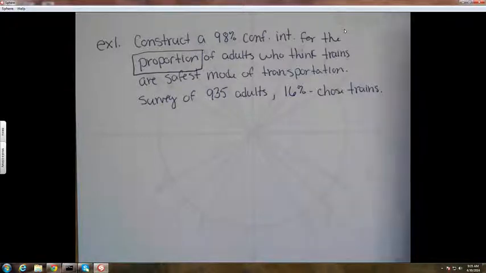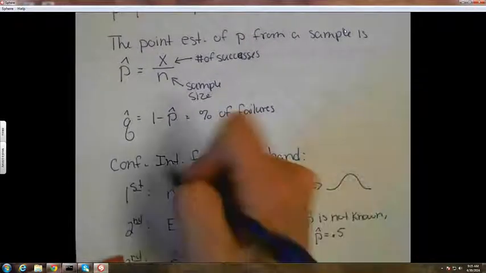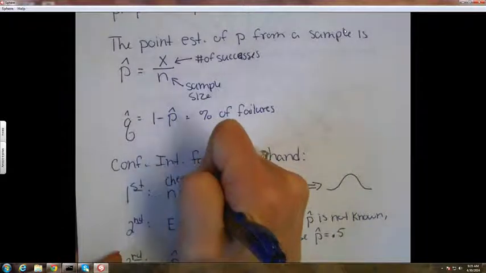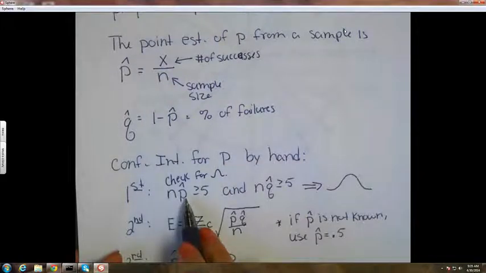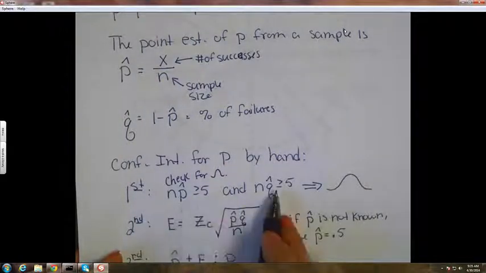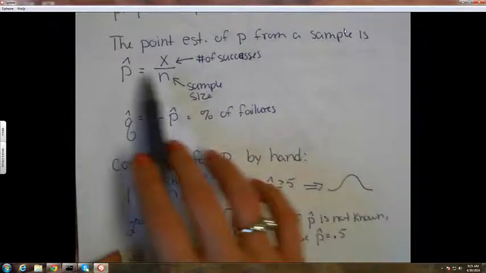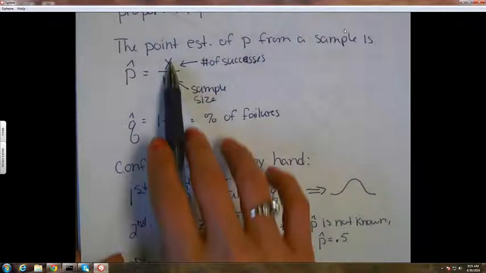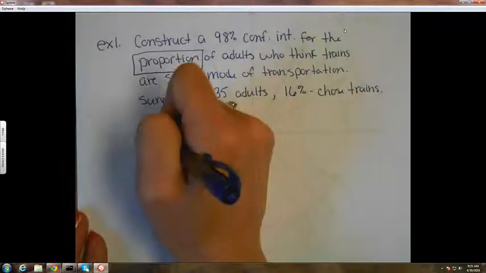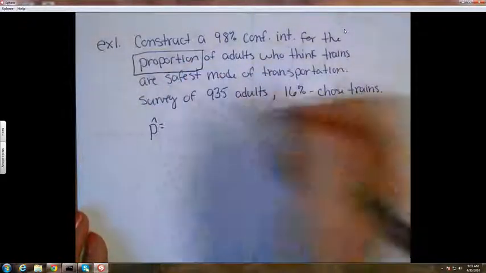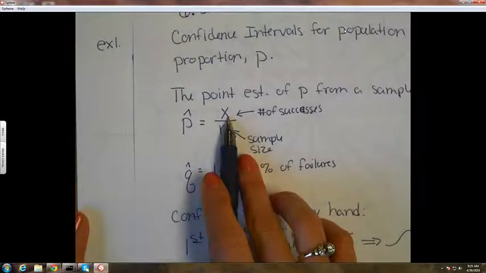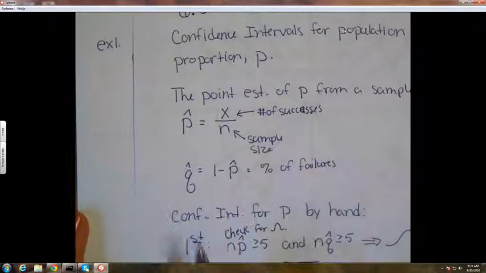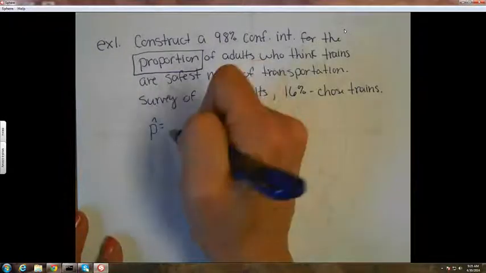Checking to see if the sample size is big enough. Check for normal. And it's that n times p hat and n times q hat both have to be greater than or equal to 5. Remember, p hat is the percentage of successes as a fraction or a decimal. So what is my p hat in this problem? It is 16%. I don't actually know how many successes there are right off the top here, but I know my sample size. But I already know what p hat is. They gave it to me directly. So p hat is 0.16.